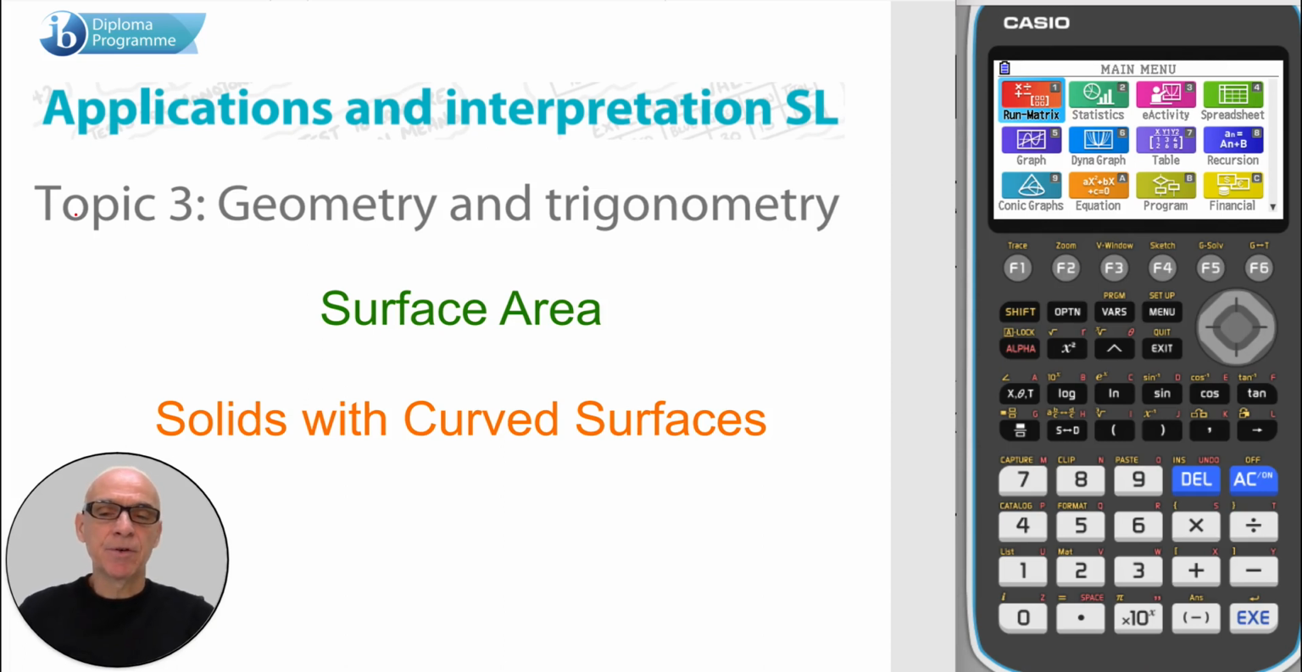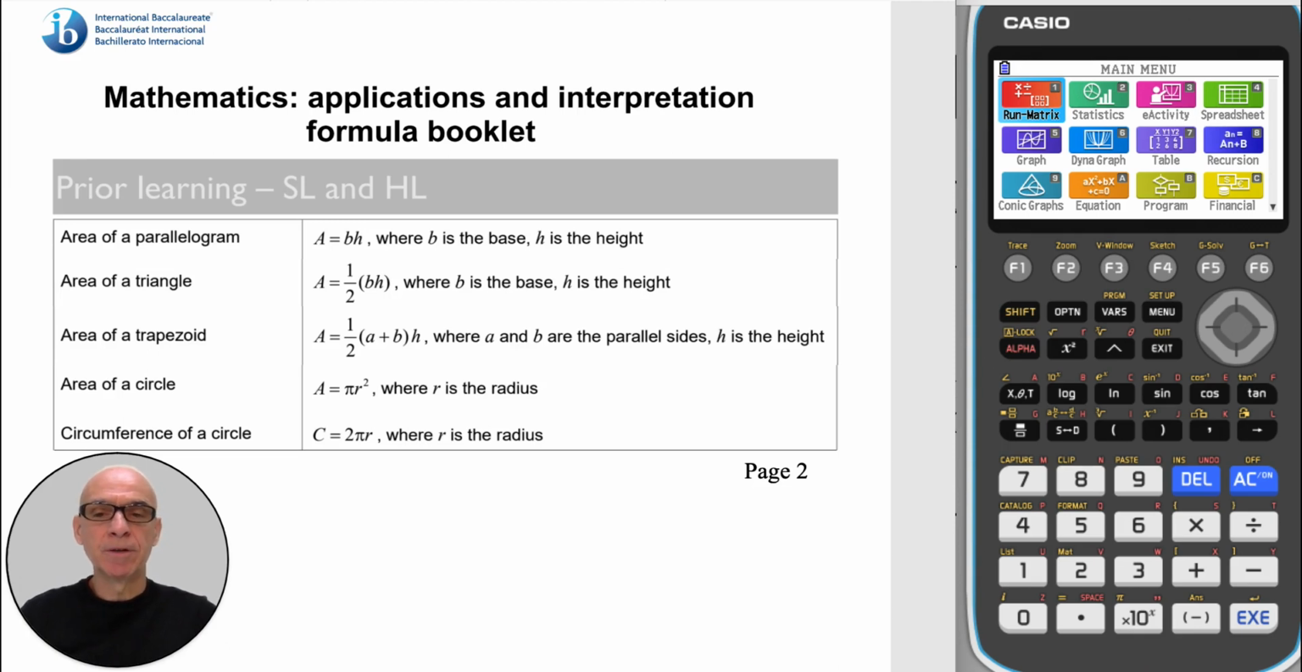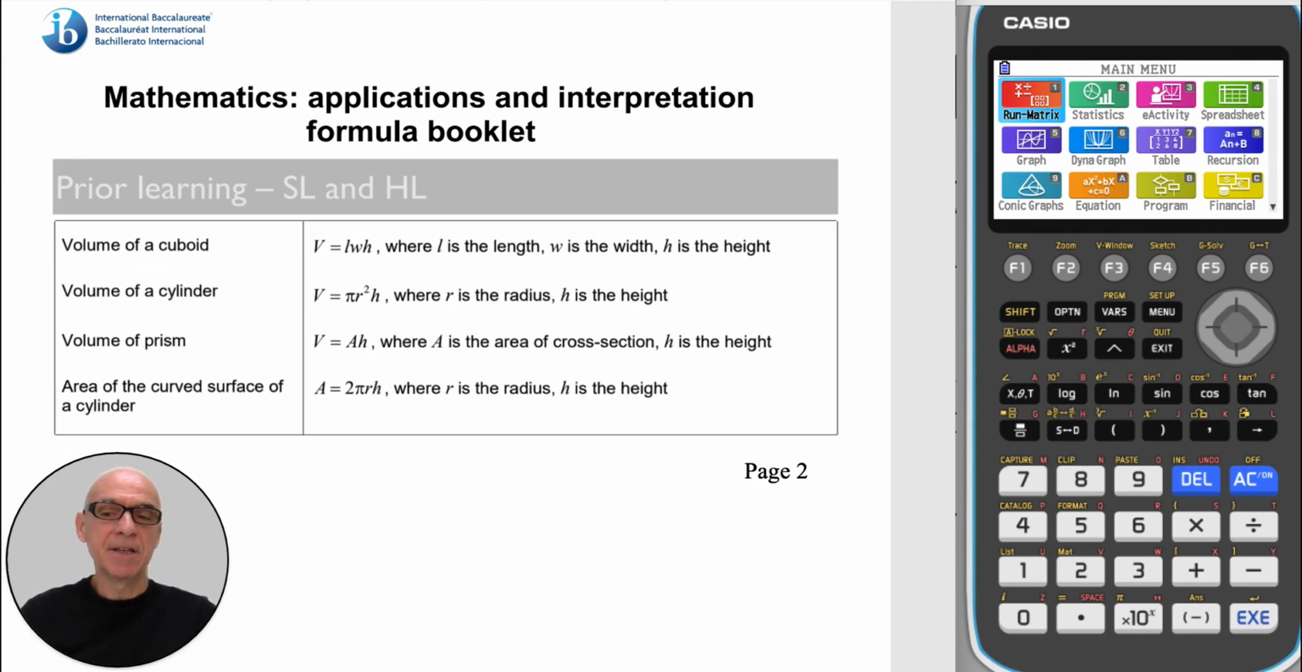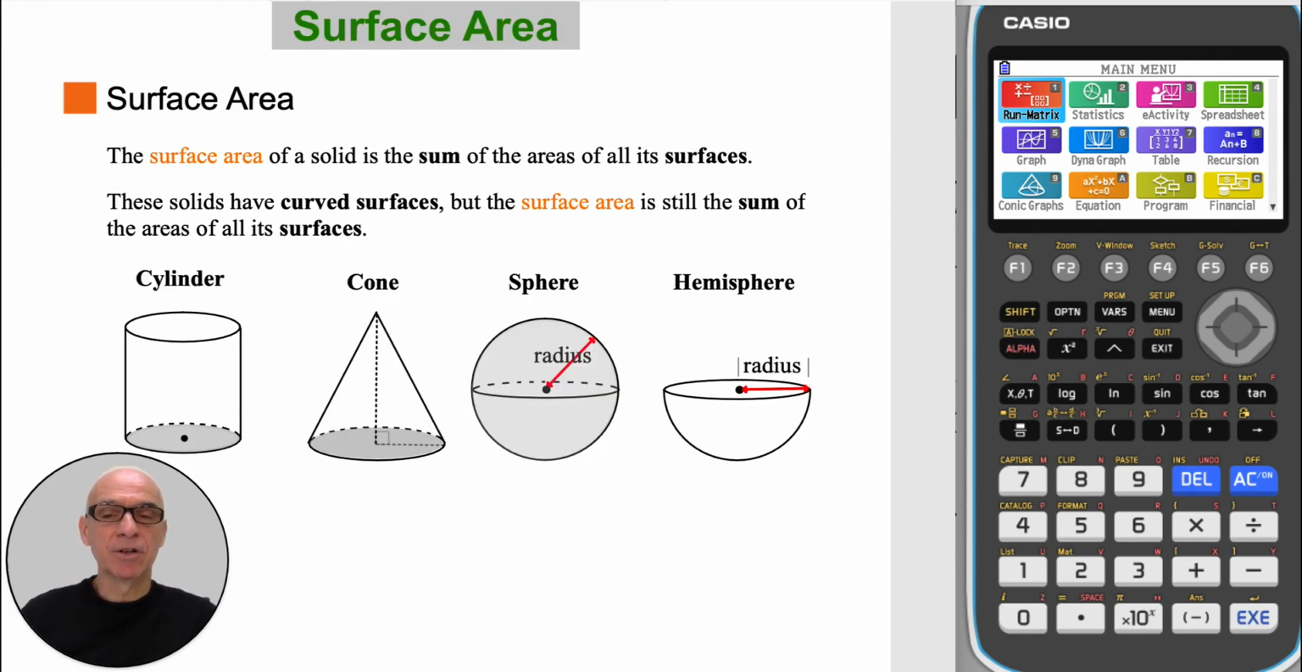Hello, this video is on the surface area of solids with curved surfaces, as shown here in the syllabus. You will find the formulas for area and the area of a curved surface on page 2 of your formula booklet, as well as on page 6. The surface area of a solid is the sum of the areas of all its surfaces. These solids have curved surfaces, but the surface area is still the sum of the areas of all its surfaces.